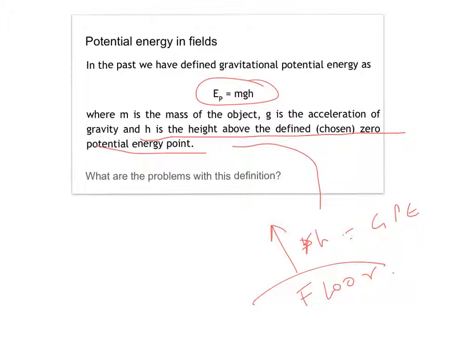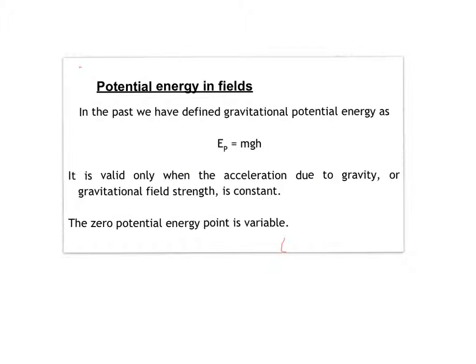Now, what are the problems with this definition? Well, the problem with using that relationship is that it is only valid when the acceleration due to gravity, or the gravitational field strength, is constant. As you now know, g is not constant. We've assumed that it's constant on the surface of the Earth, but in fact it's actually GM over r squared.